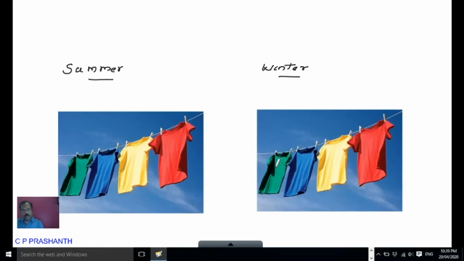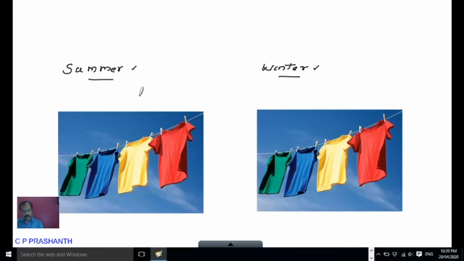The clothes are spread out to dry. So in the first case you can see this is in summer, the second case this is in winter. Now tell me, out of these two, in which case will drying be faster, more easily? In which case will it be more easily dried? You know the answer. It is of course in summer compared to winter.